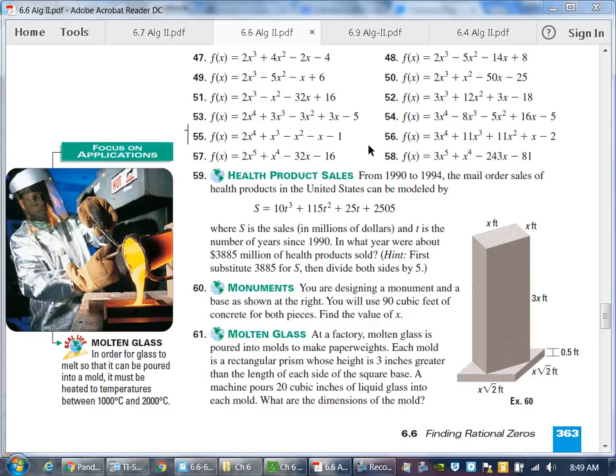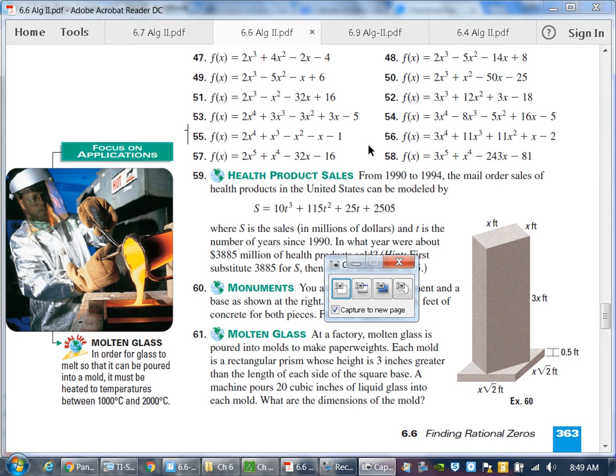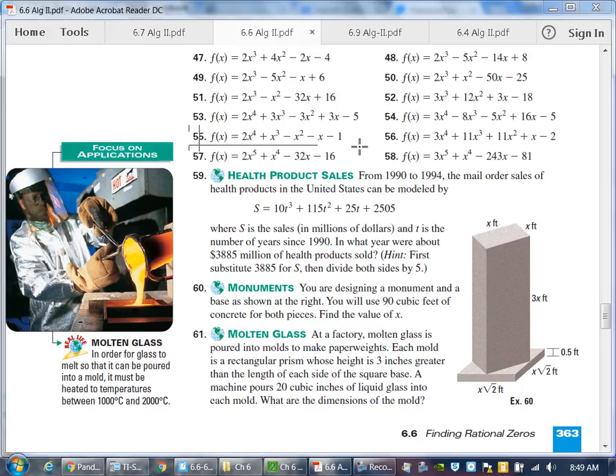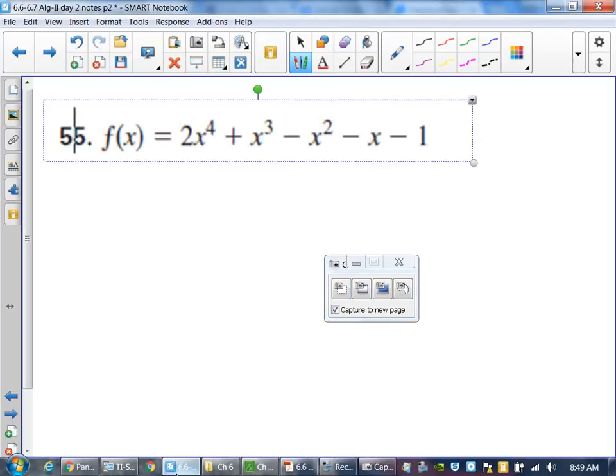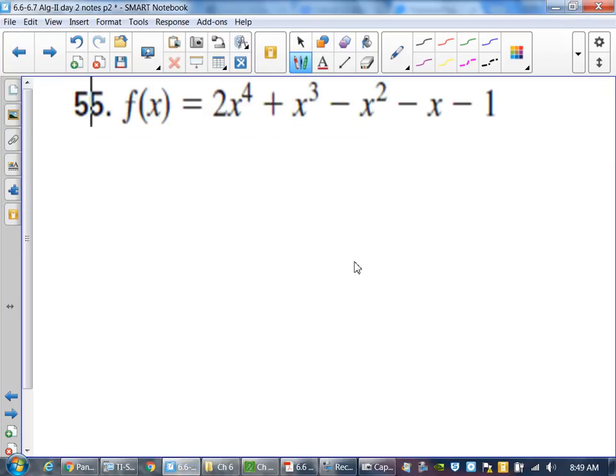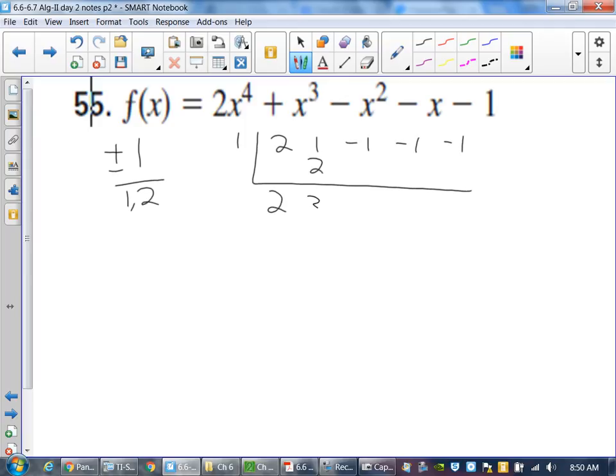This one we're not going to be able to group because there's too many terms. So we have to use synthetic. Okay, so we start with synthetic division. We have plus minus 1 over 1 and 2. Yay! Try it again just to see if one works.